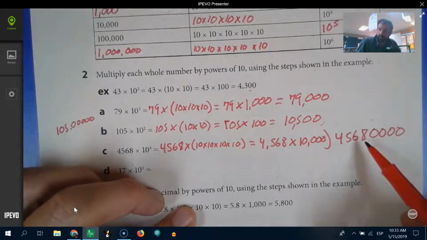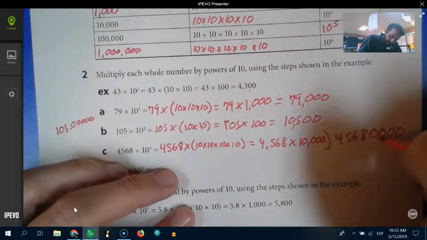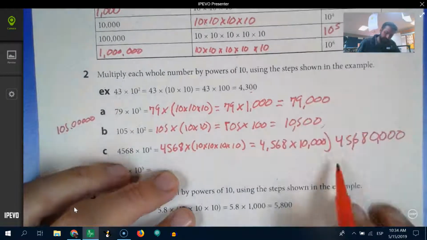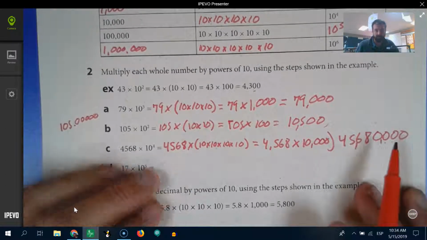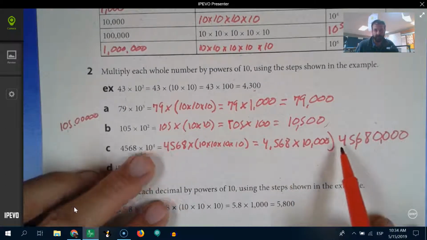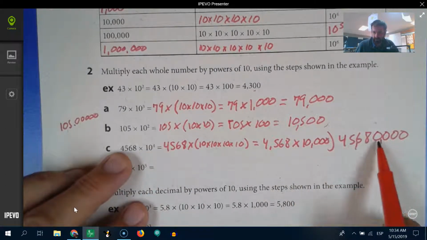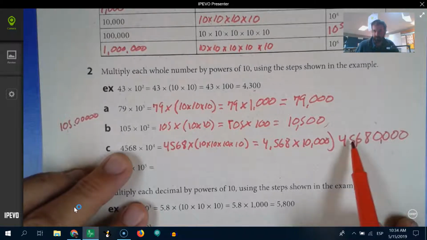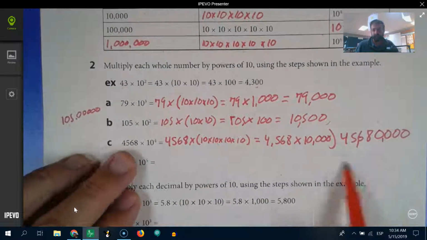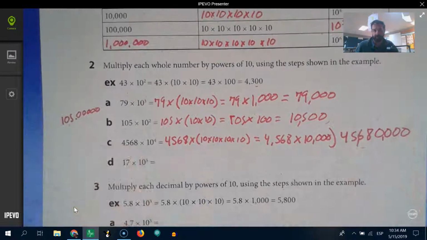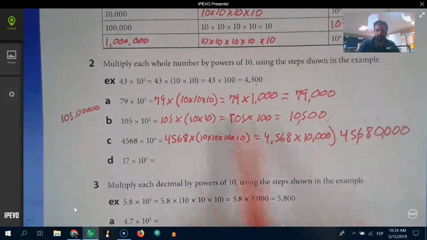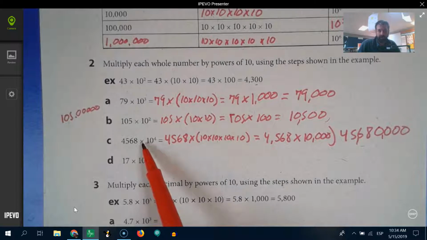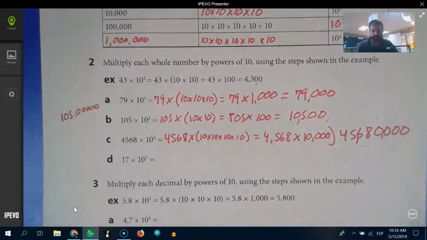Every 3 spaces I have a comma. 1, 2, 3. 1, 2, 3. So 45,680,000. So let's check that. My 4 was in the thousands, which is here. It should have moved 4 spots. 1, 2, 3, 4. Perfect. And if the 4 moved 4 spots, everything else moved 4 spots. And where were these zeros? They were here. They were in the tenths, the hundredths, the thousandths, and the ten-thousandths.